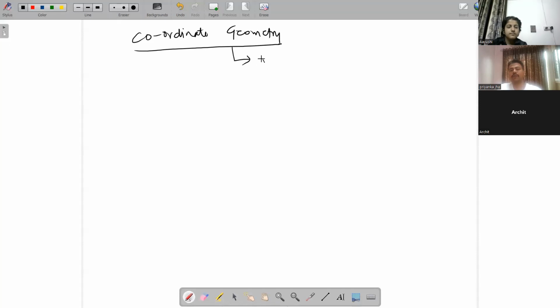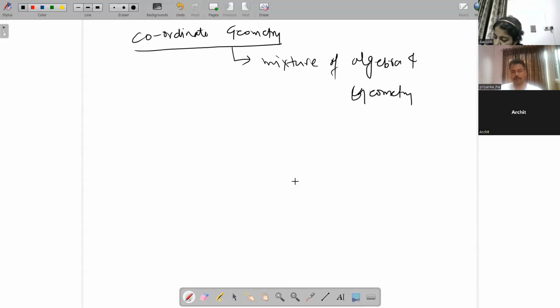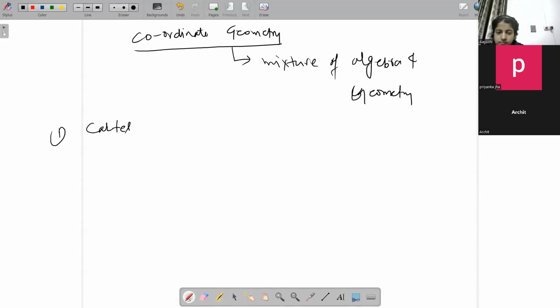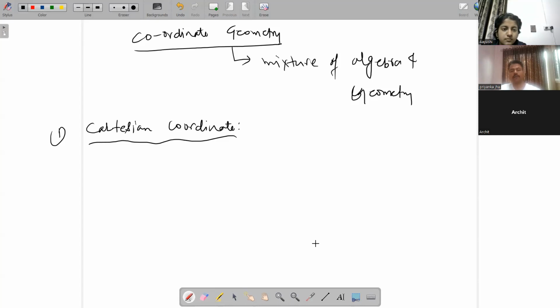So this is basically a mixture of algebra and geometry, and we call it coordinate geometry. So the first thing that we'll understand here is Cartesian coordinate. See, we all are very much familiar with this.